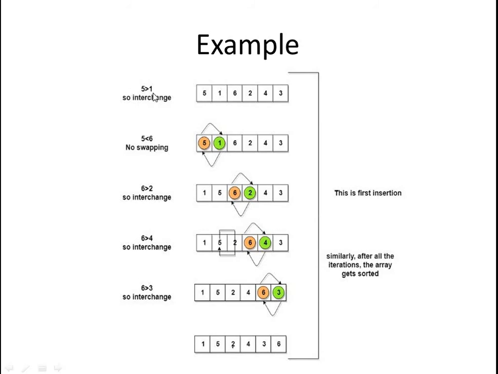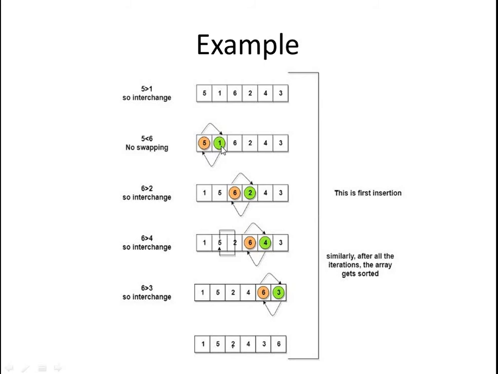That is, we are checking if 5 is greater than 1. 5 is greater than 1, it is true, so we need to swap, that is we need to interchange. So we interchanged 5 and 1. 1 will move here, 5 will move here.